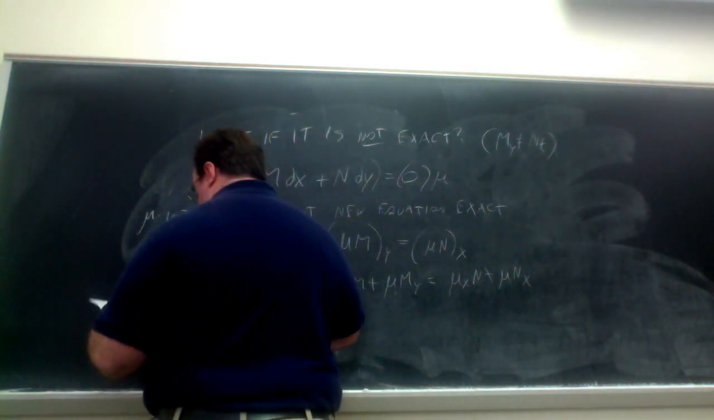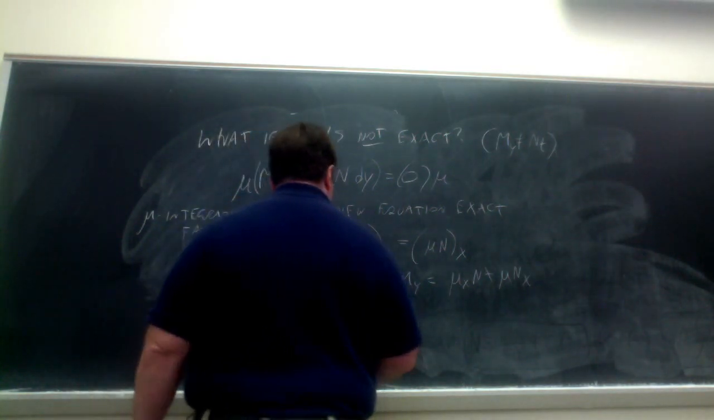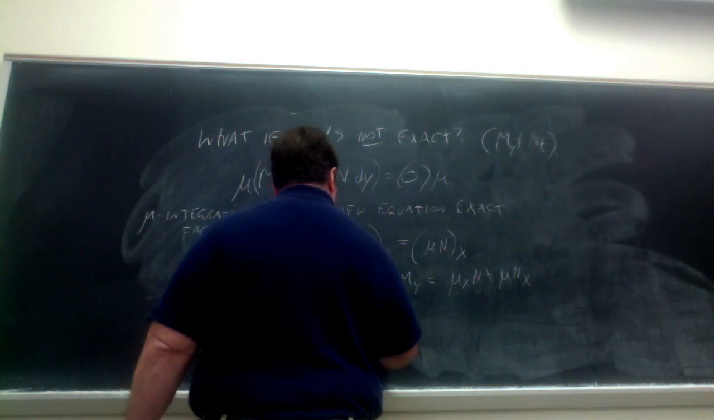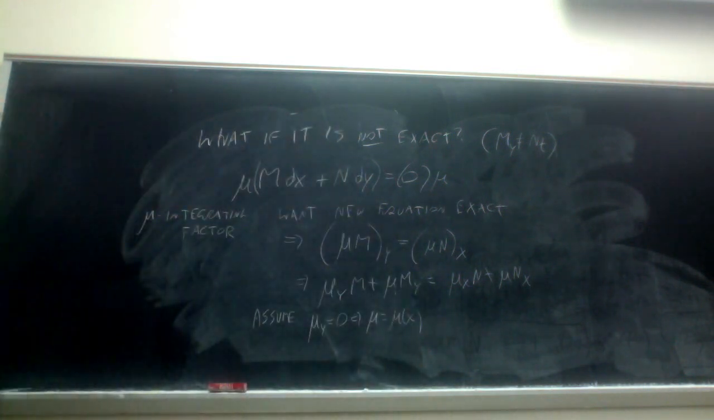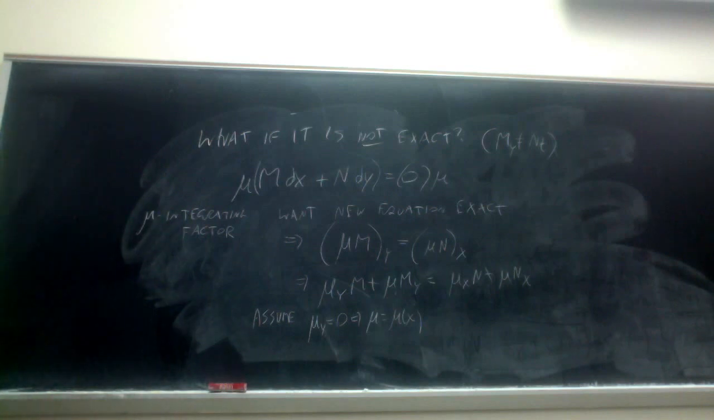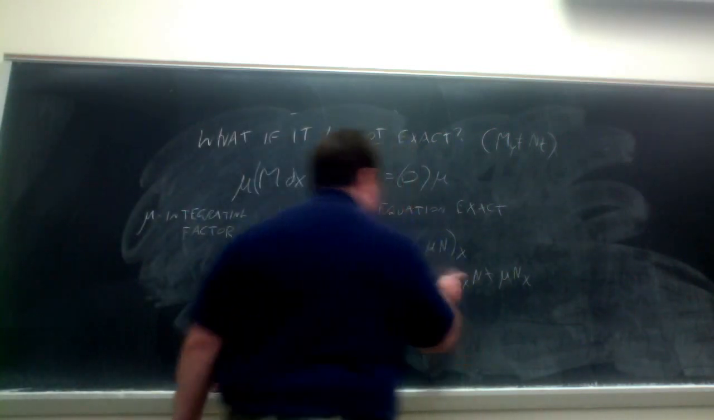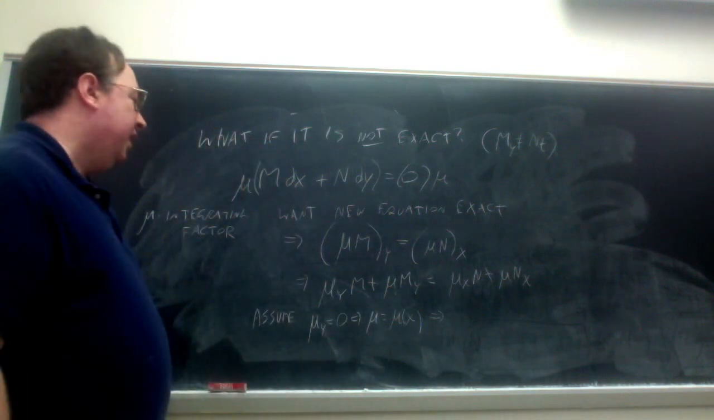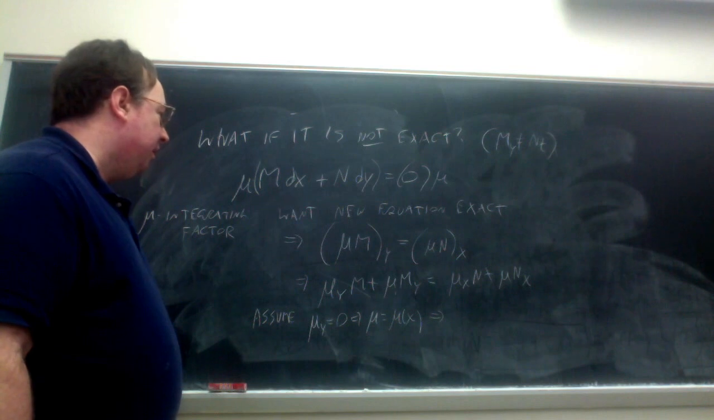So I'm going to make an assumption. I'm going to let mu_y be equal to 0. What that means is mu is a function of only x. That allows me to dispense with this term. Now, I can rearrange this equation to try to solve for mu.